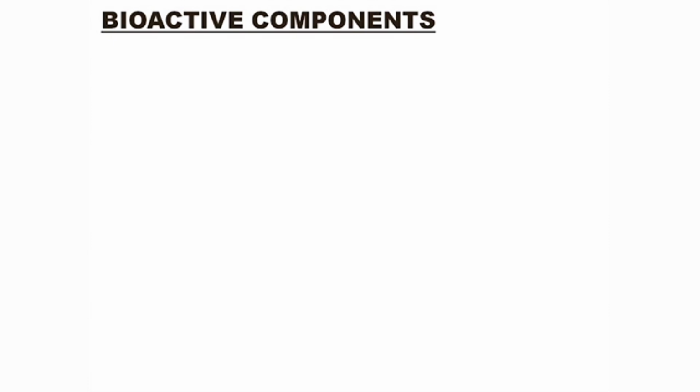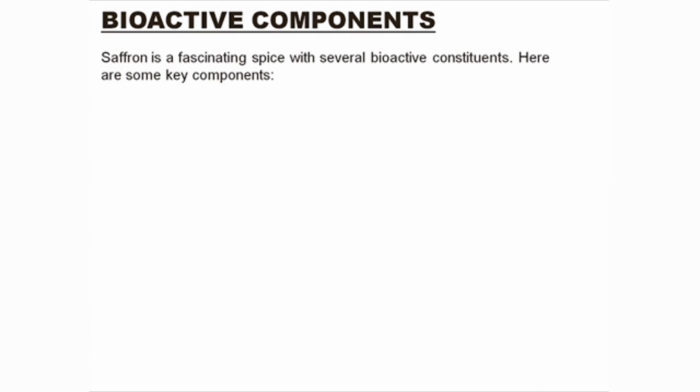Further, we see the bioactive components. Generally, saffron contains more than 150 compounds, both volatile and non-volatile, including carotenoids such as crocin, beta-carotene, lycopene, and zeaxanthin, and some monoterpene aldehydes, that is picrocrocin and safranal. Sometimes other components are also present: flavonoids, vitamins, proteins, and amino acids. Generally, saffron is a fascinating spice with different types of bioactive constituents, so we discuss them one by one.